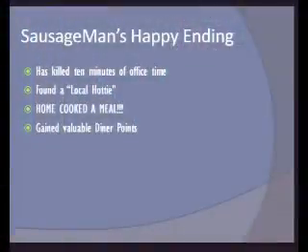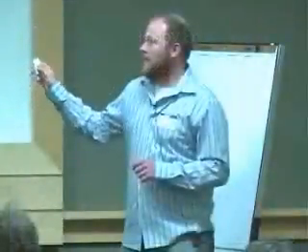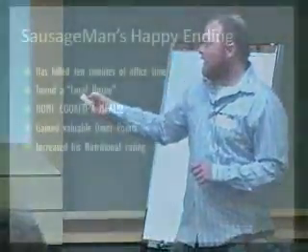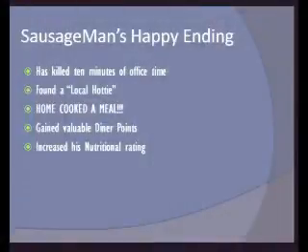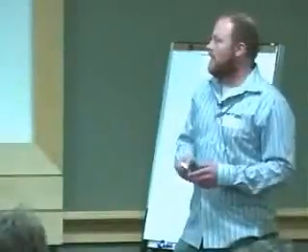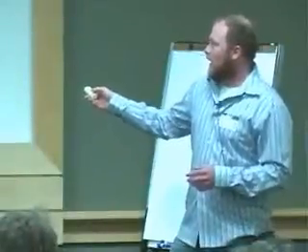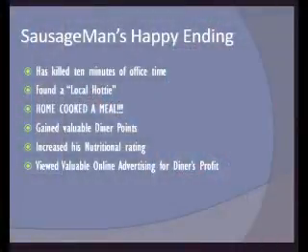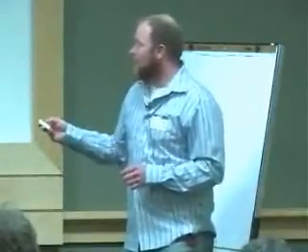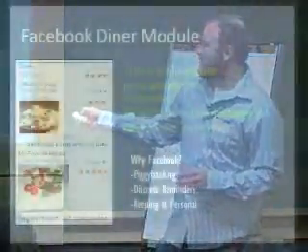He's gained valuable diner points, which he can use to make his virtual kitchen better, so he can get more local hotties saying, look at this guy's awesome kitchen, I want to cook with this guy tonight. He's increased his nutritional rating, as the site will keep track of what you've been cooking and how often you've been using it. And he's viewed valuable online advertising for diners' profit. This could be via the Food Network, as Emeril Lagasse will be our first backer, if he chooses to. We'll give him an option.